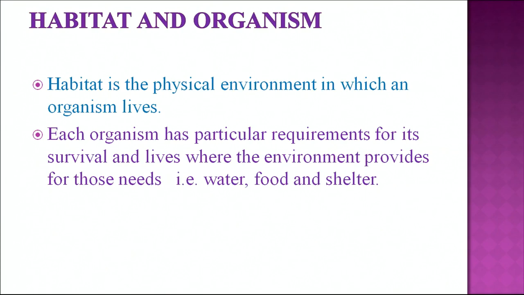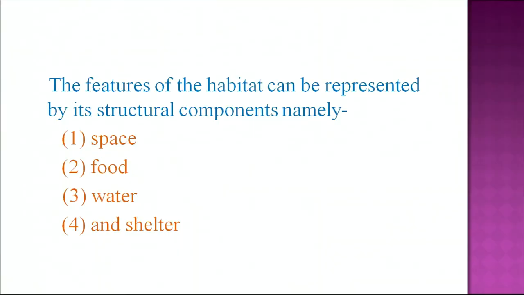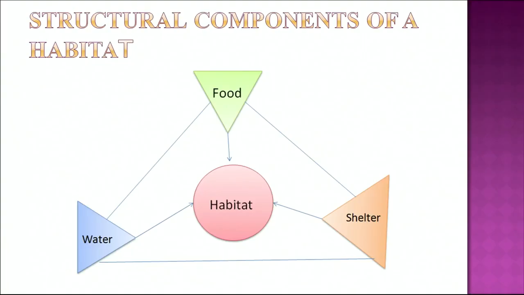Each organism has particular requirements for its survival and lives where the environment provides for those needs, that is water, food, and shelter. The features of the habitat can be represented by its structural components, namely space, food, water, and shelter. This slide shows the interrelationship. Habitat is in the center, which must have food, water, and shelter for an organism to survive.